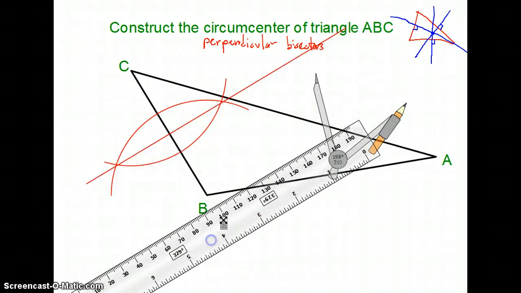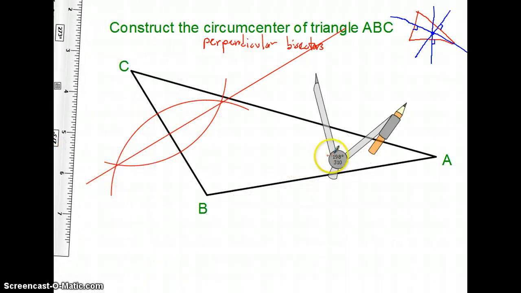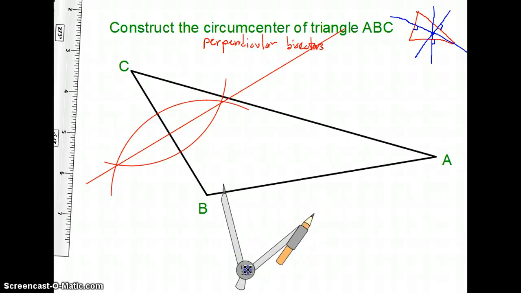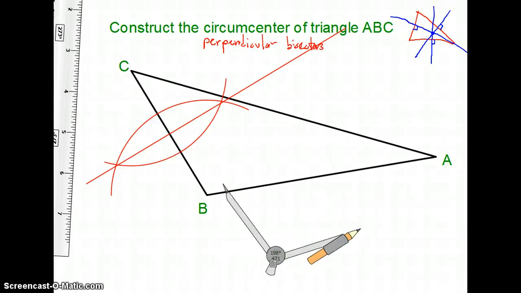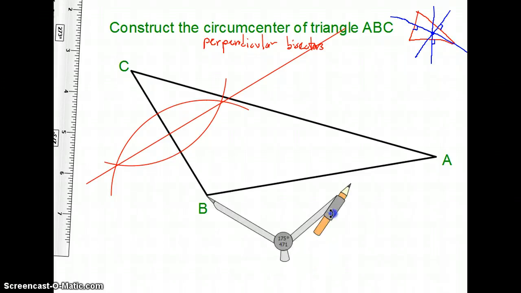Great. Again, because I'm afraid my swoops are going to go off the page or my compass isn't going to be big enough, I'm going to do BA next. So I need to do the perpendicular bisector. I'm going to change colors again. Let's do BA. Is this bigger than half? Barely. Now it's bigger than half.